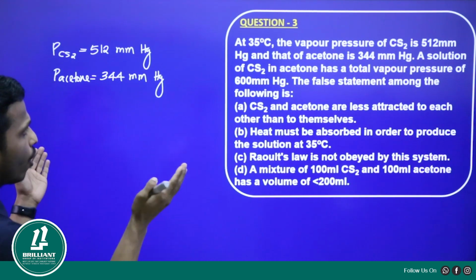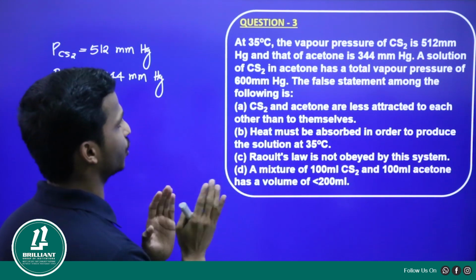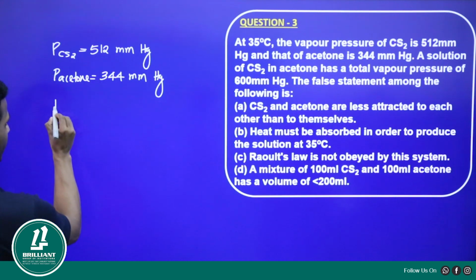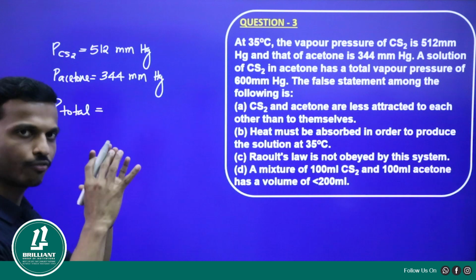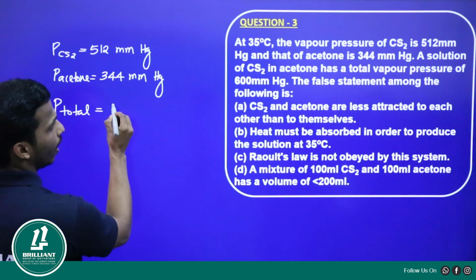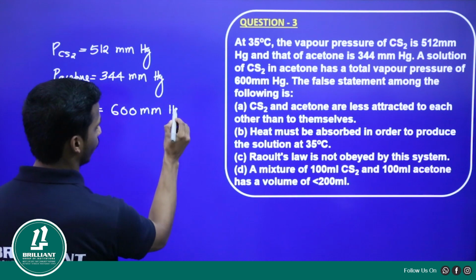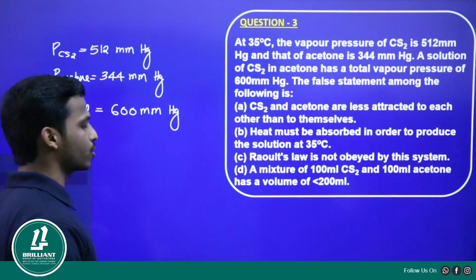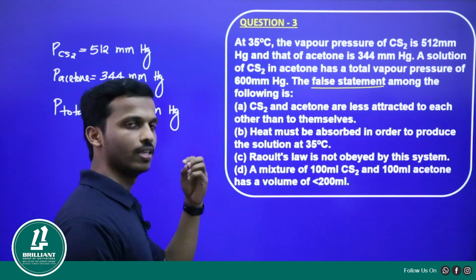A solution of CS2 in acetone has a total vapor pressure of 600 mmHg. So here it is given P total, the total vapor pressure of the mixture, around 600 millimeters of mercury. Okay, fine. The question asks for the false statement, so students, while reading the question, be very careful about the false statement regarding this.